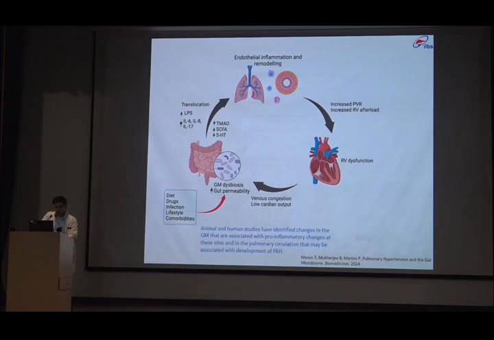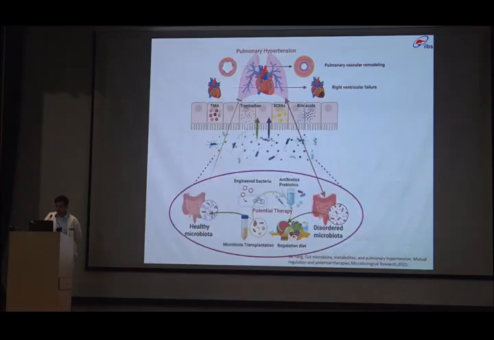There is gut dysbiosis and increased gut permeability, which can be modulated by drugs, diet, infections, lifestyles, and comorbidities, and there is a translocation of these vasoactive substances into the pulmonary circulation. Again, the role of gut microbiota. So they talk of microbiota transplant in the portopulmonary hypertension setting with these engineered bacteria.